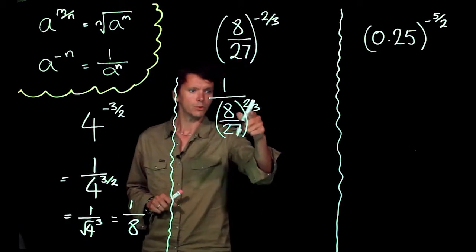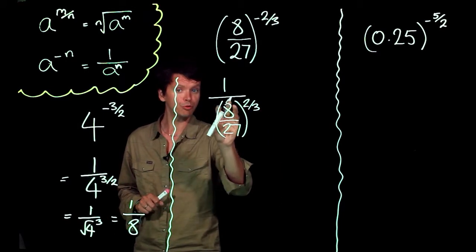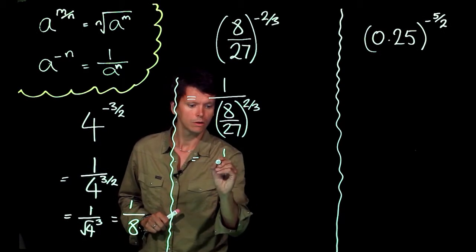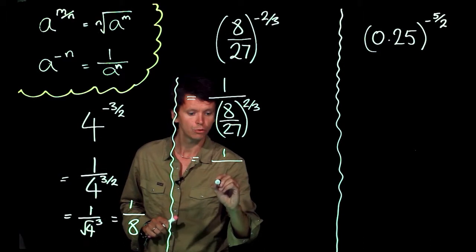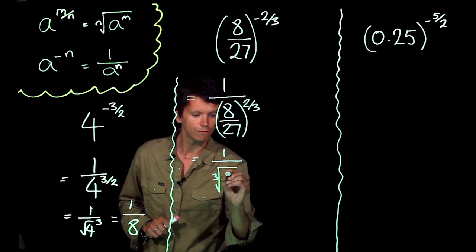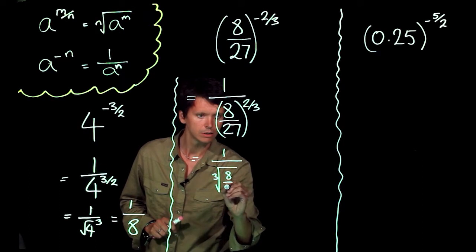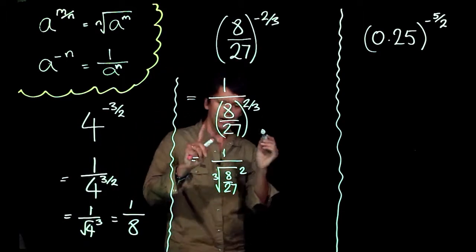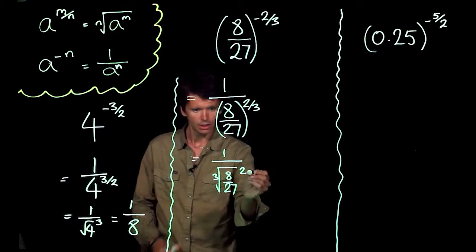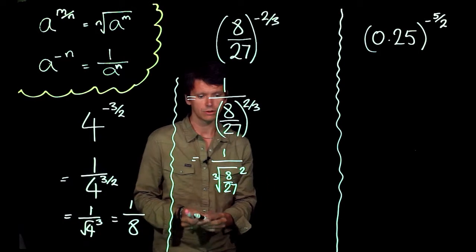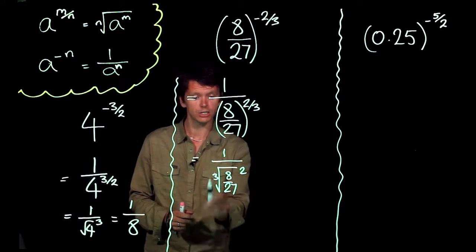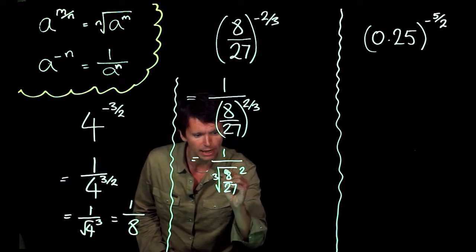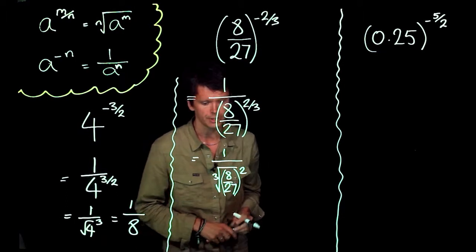Okay, again, dealing with our denominator in the fractional power means we're going to cube root this. So, equals 1 over the cube root of 8 over 27, all squared. Now we can actually either deal with the cube root first, or we could square our fraction first and then cube root our answer. And we need to think about what is the easiest. I'm going to put some brackets in there just so we can see that we're squaring everything.